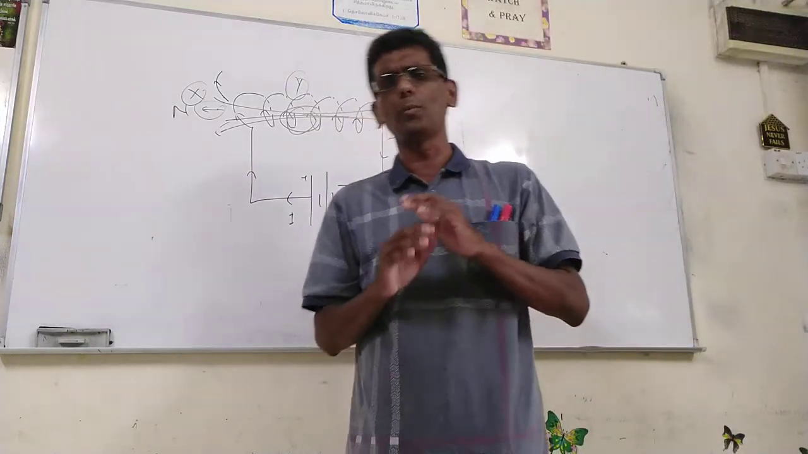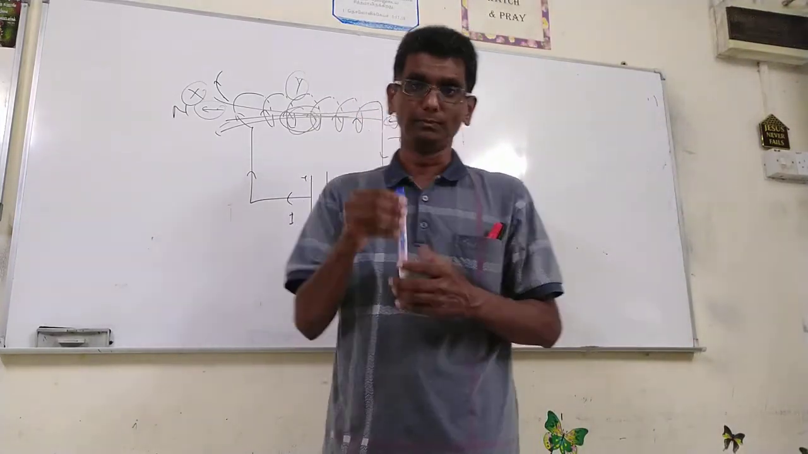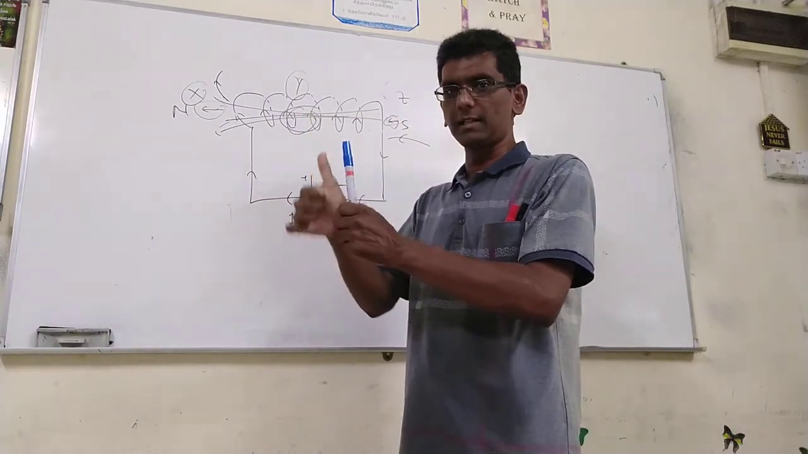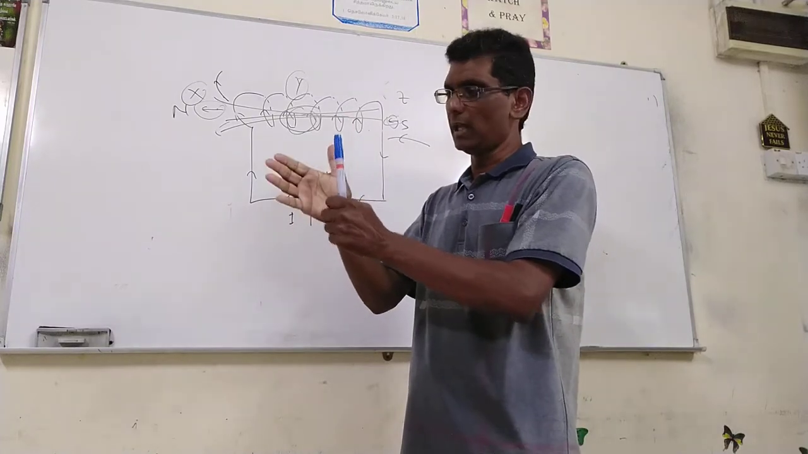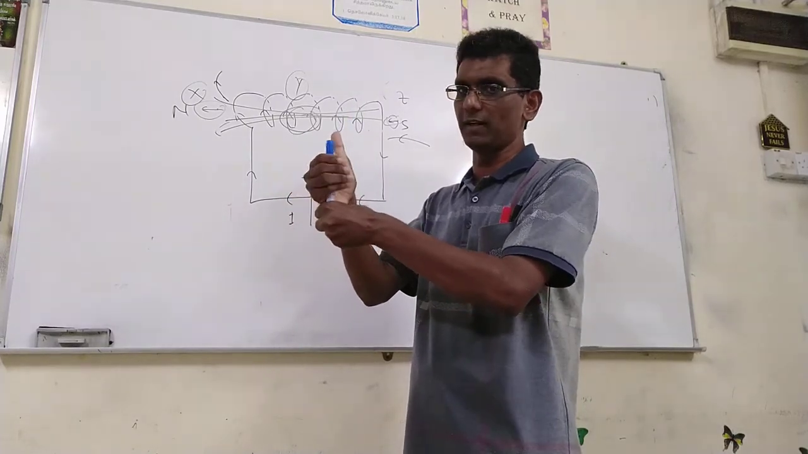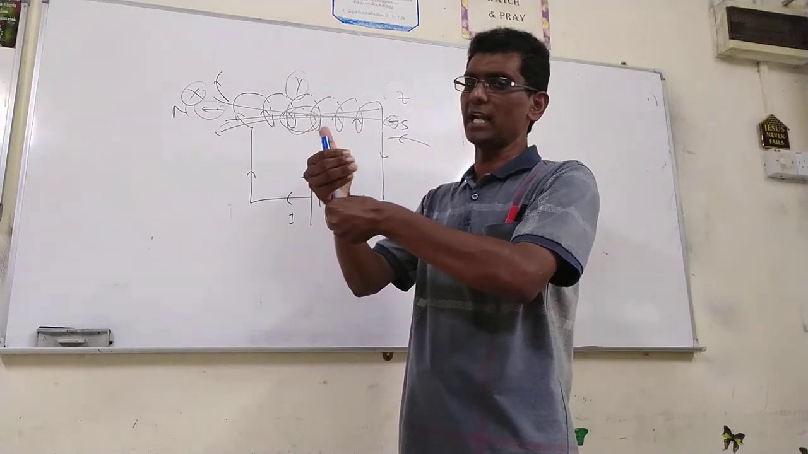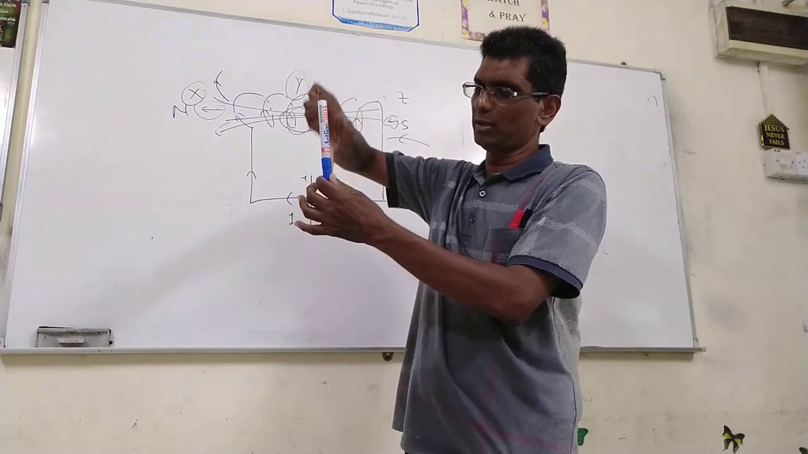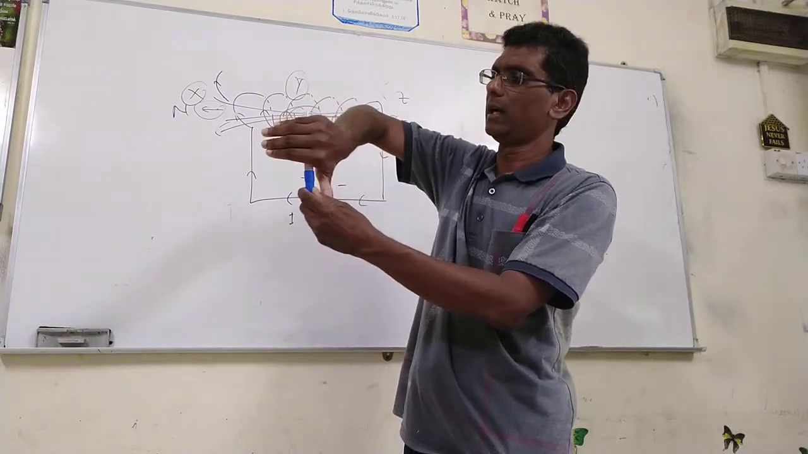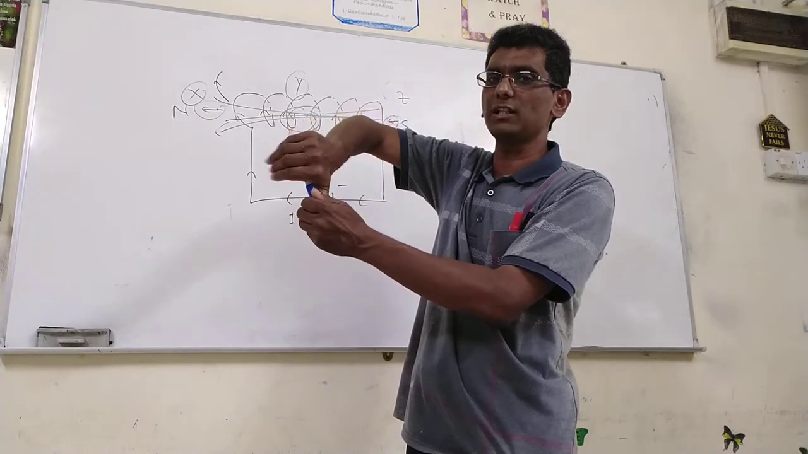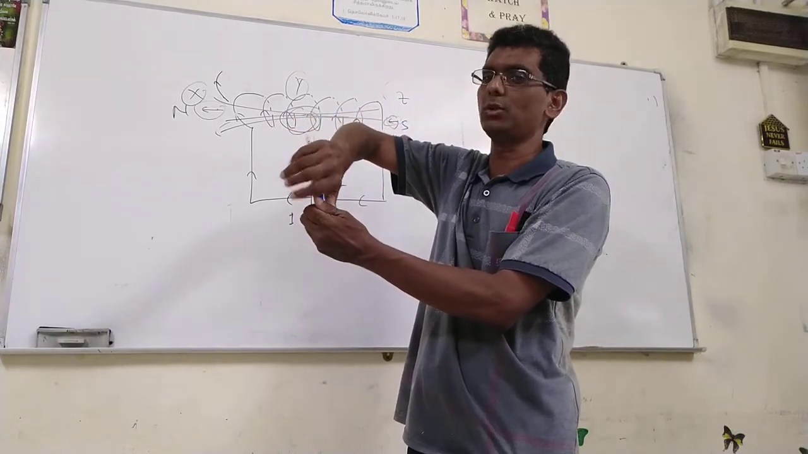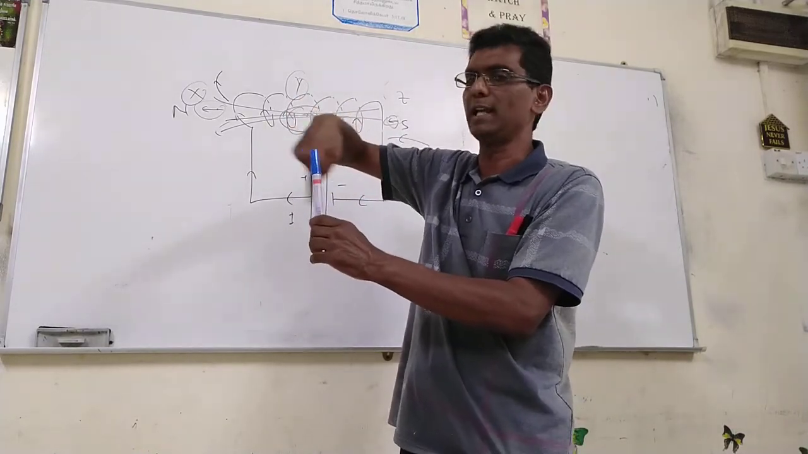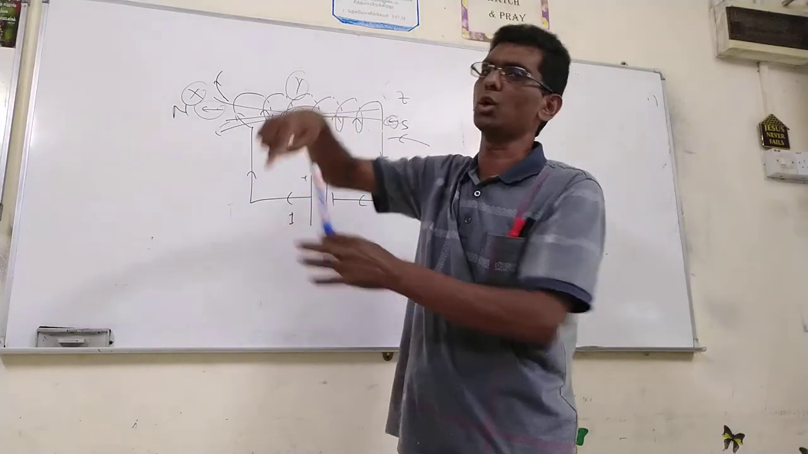For example, around the wire the current is going up. The thumb shows the current going up, and the four fingers show the direction of the magnetic field. So the magnetic field is anti-clockwise. If the current is going down, we show the thumb downwards, and the four fingers show a clockwise direction. So this magnetic field is anti-clockwise, and this magnetic field is clockwise.